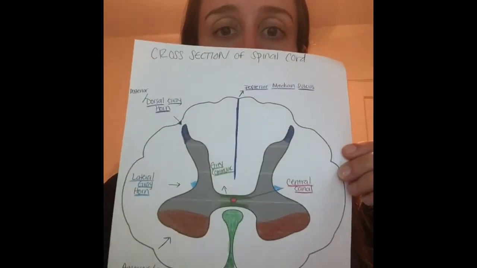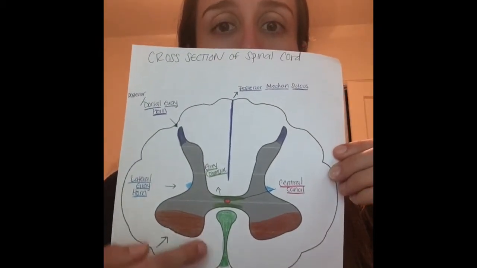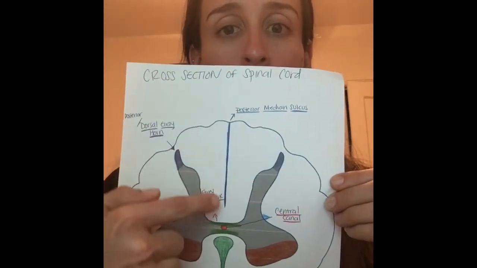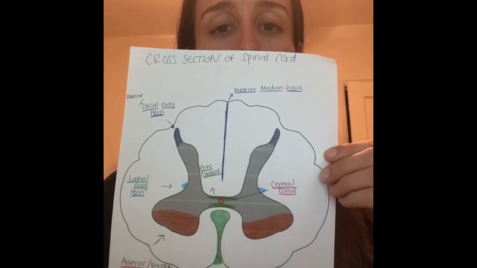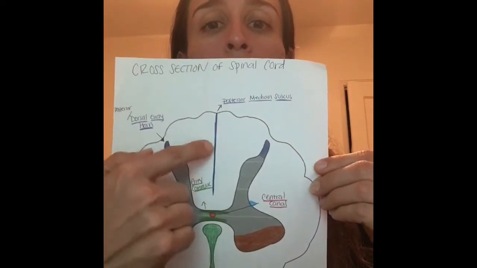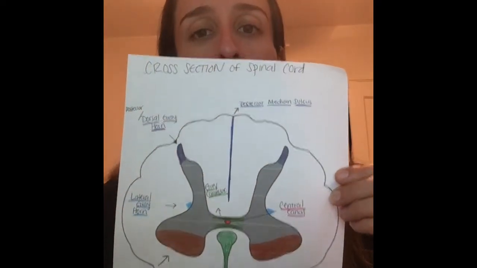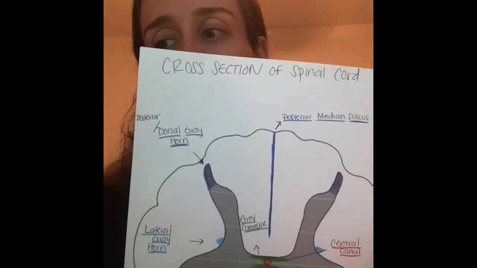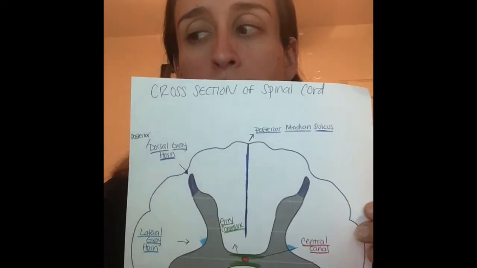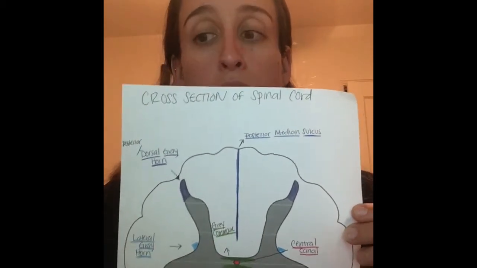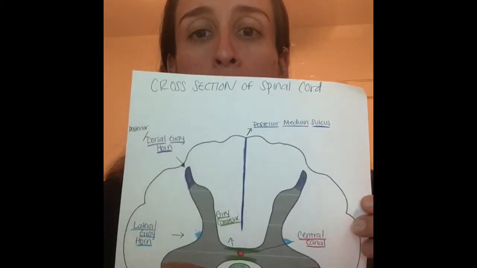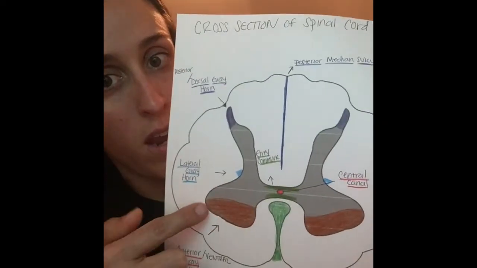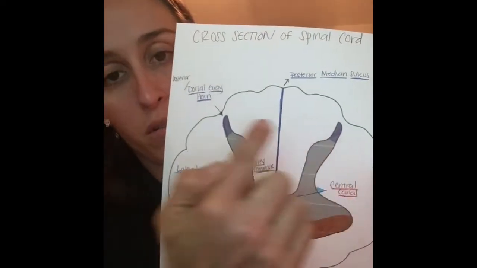Two of the things that you can notice about this are the posterior median sulcus and the anterior median fissure. So these are two grooves that are distinguishable on the cross section of the spinal cord. Now you have two dorsal projections of gray matter, and those are called the dorsal, which are the posterior horns, and then the ventral, which are the anterior horns. So here you have the anterior horns and the posterior horns.